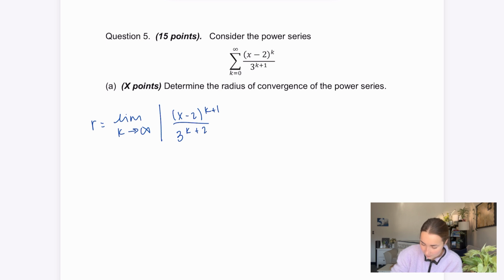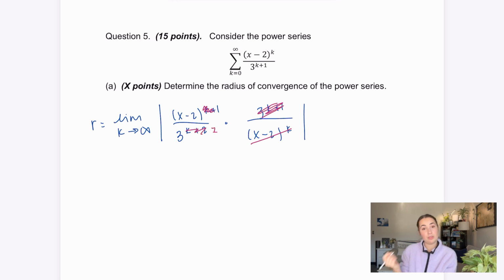K plus 2. Then we divide by the normal kth term, and I'm just going to multiply by the reciprocal. So 3k plus 1 divided by x minus 2 to the k. Let's go ahead and see what cancels out. This x minus 2 to the k cancels out. That just leaves one of them in the numerator. We get k plus 1 terms cancel out, and that's just going to leave us with 3 to the power of 1 in the denominator.